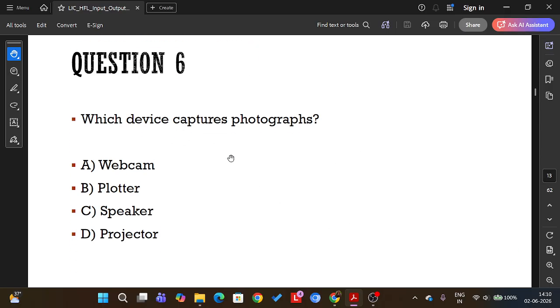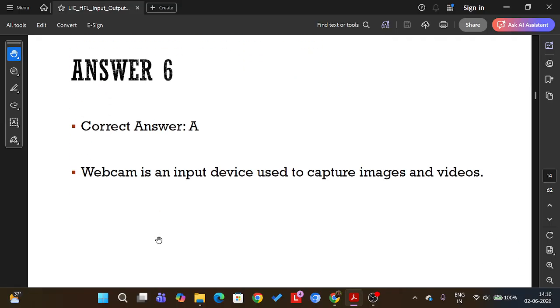Question 6. Which device captures photographs? Webcam, plotter, speaker, projector. So which device captures photographs? It would be webcam. A webcam is an input device used to capture images and videos.